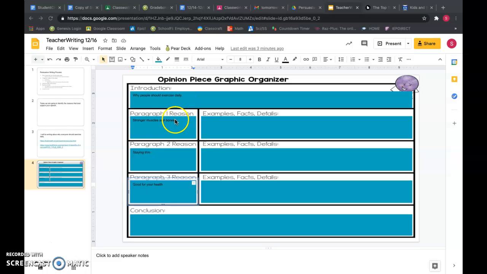And now I have reason number 1, which is exercise builds stronger muscles and bones. Again, I'm not using complete sentences here. This is just a graphic organizer to organize my thoughts. Then staying trim. So I'm going to talk about staying trim and how that happens. And then my paragraph 3 is going to be about good for your health. And that's all I'm going to do. We're going to talk about examples, facts, and details on another day.